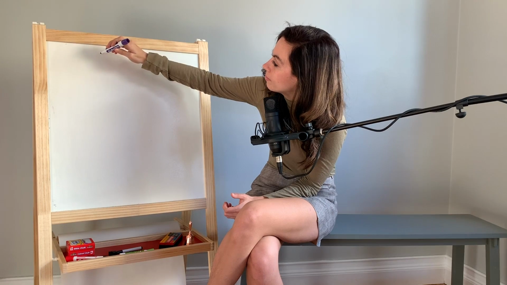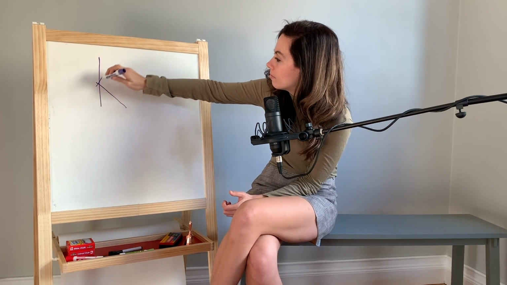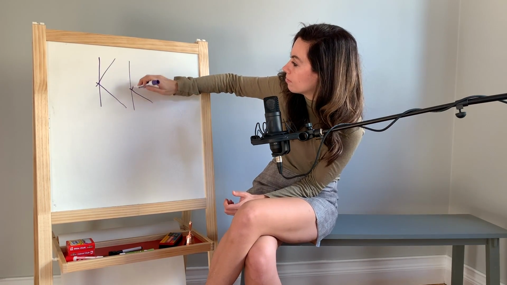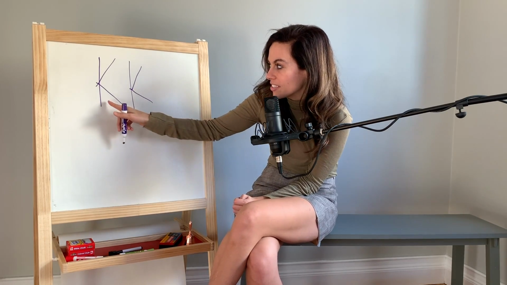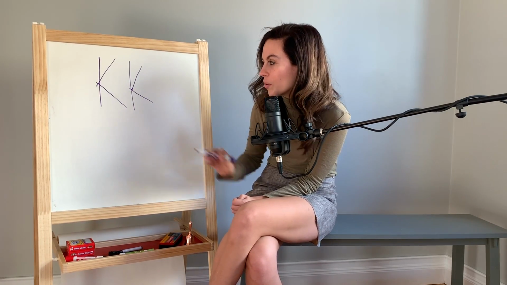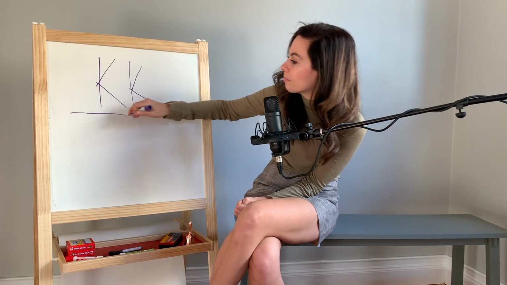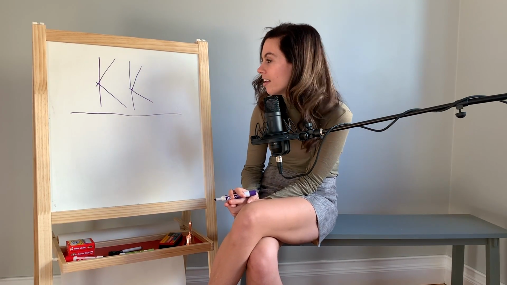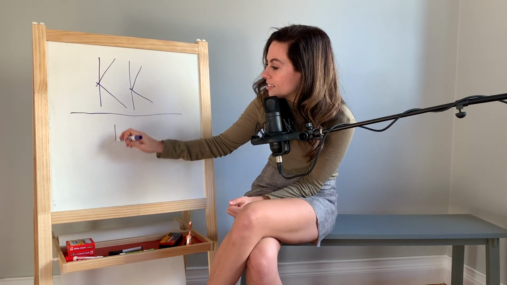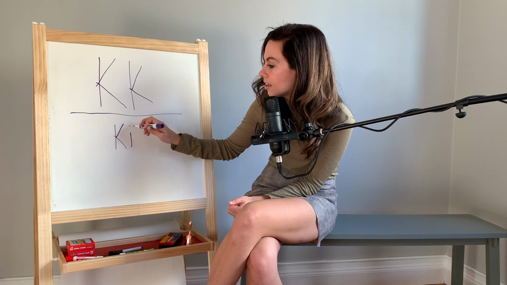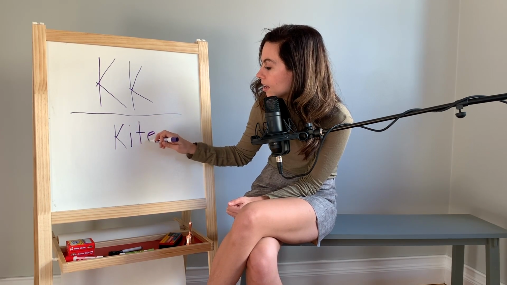The next letter we're going to learn about is K. Here is the uppercase K, and here is the lowercase k. And K says k. And a word that has a K is kite. Kite.